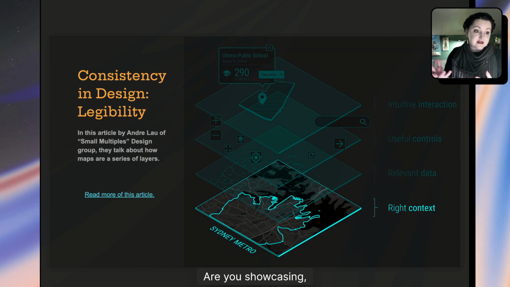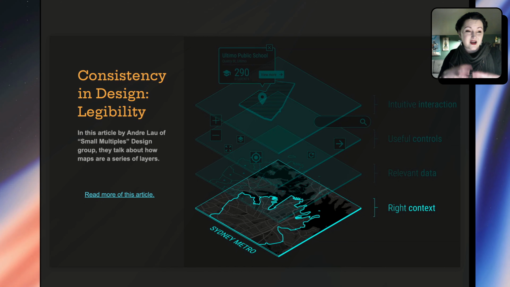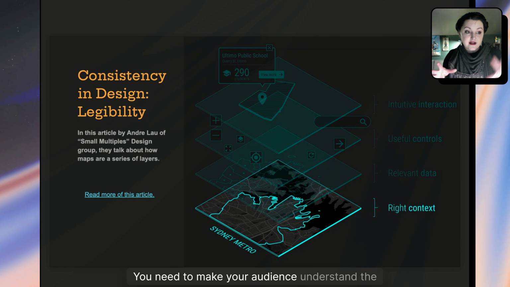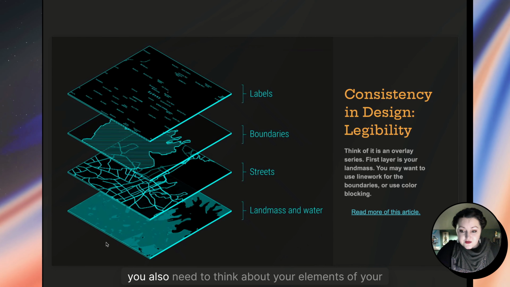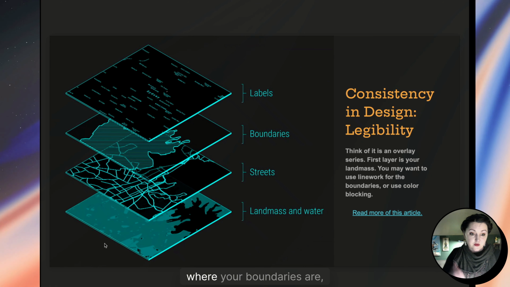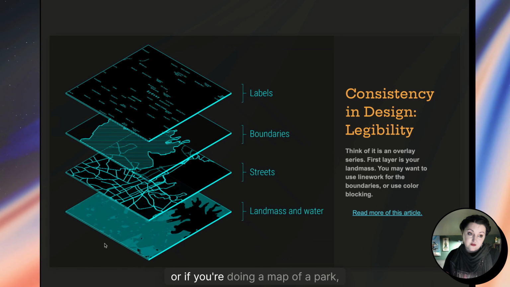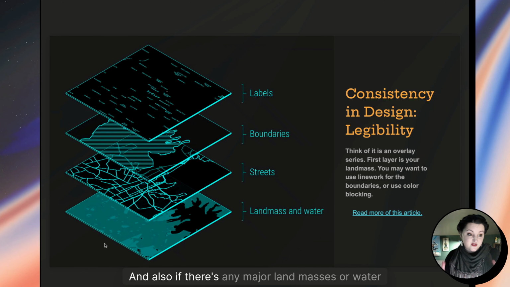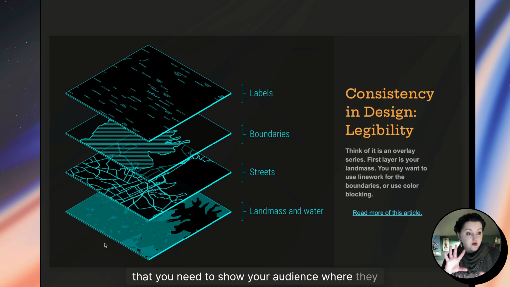Are you showcasing a theme park? Are you showcasing a little piece of a continent? Are you doing a county or something like that? You need to make your audience understand the context of where they are. In addition to context, you also need to think about the elements of your map. So your labels, where your boundaries are, your streets, if you're going to include streets, or if you're doing a map of a park, you would likely include walking trails. And also if there are any major land masses or water, you need to show your audience where they are.